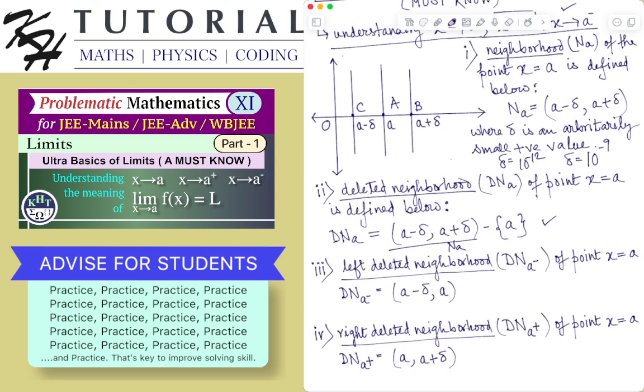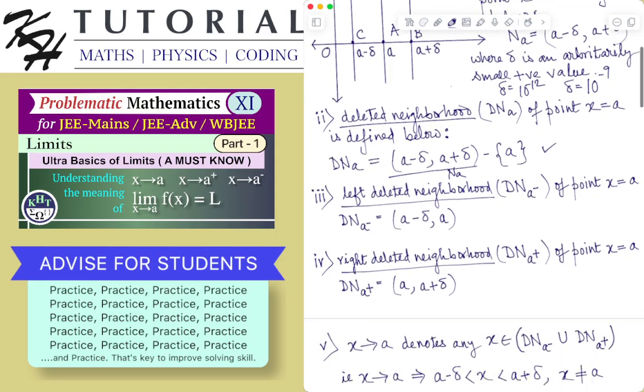Okay. So this deleted neighborhood of a is basically what we need for understanding x tending to a. Another two things: what is the left deleted neighborhood of point x equals a? The left deleted neighborhood of the point x equals a, which I am denoting with DNA a minus, where minus stands for left, means all the values of x which are greater than a minus delta and less than a.